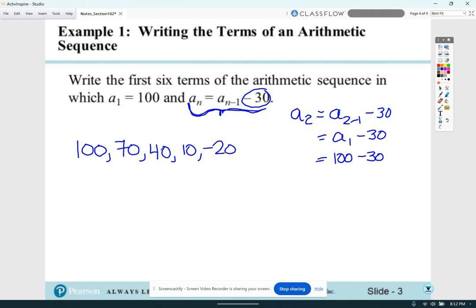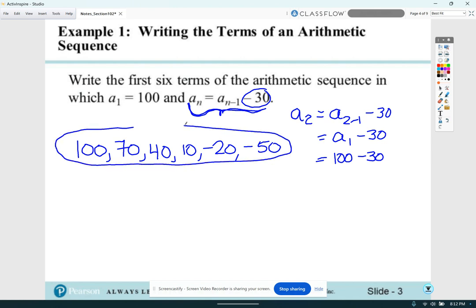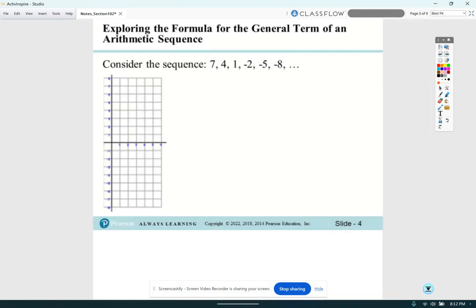How many am I at here? 1, 2, 3, 4, 5. So one more: negative 50. Those are the first 6 terms. That would keep going, but they've only asked me for the first 6 terms, so I can stop there. So this is the sequence they're asking about.